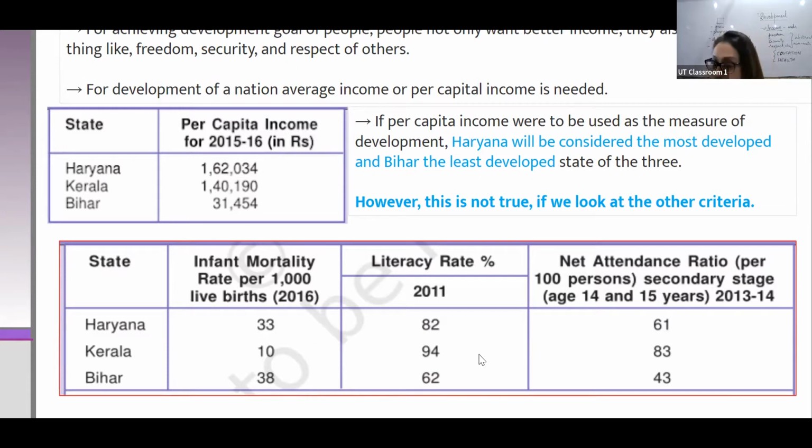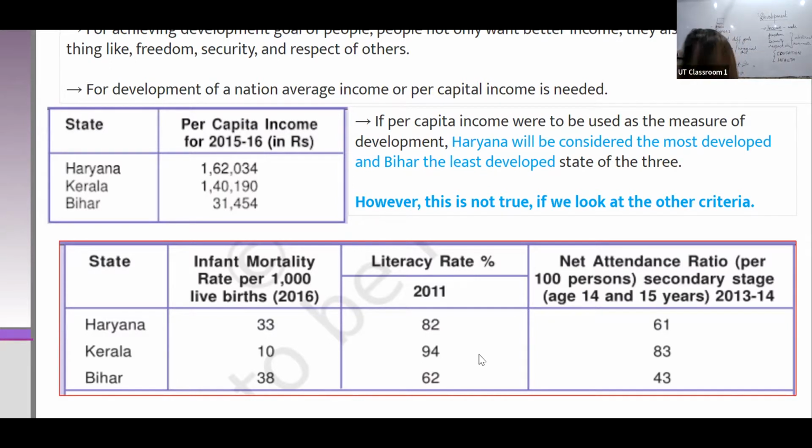But then is it so? There are other criteria which we have to consider. If per capita income were used as the measure of development, Haryana will be considered the most developed and Bihar the least developed state. However, this is not true if we look at the other criteria. What are the other criteria that we have considered?